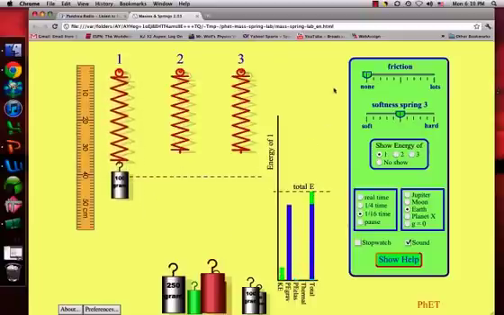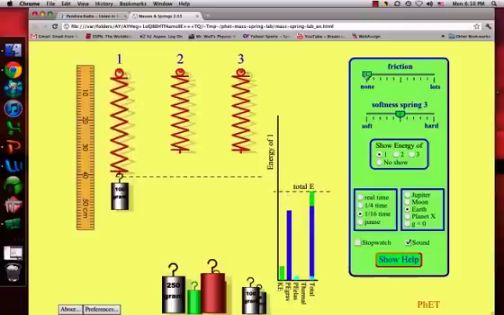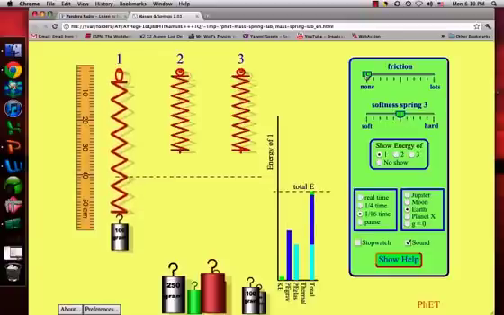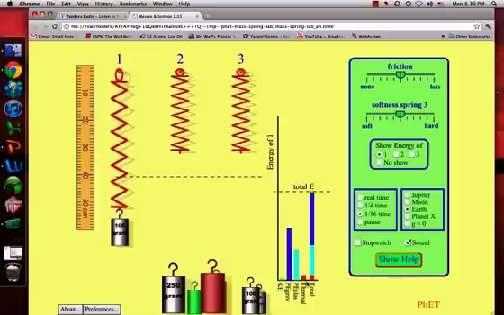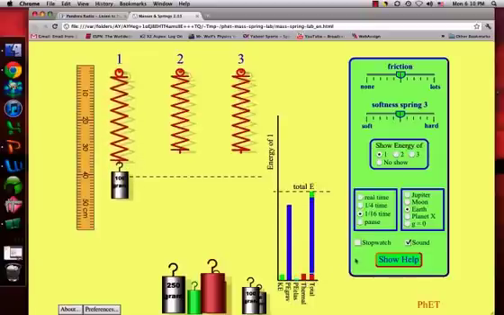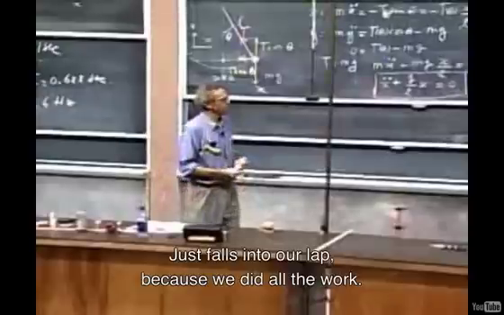Now, let's add some friction. This is going to produce what we'll talk about in the next video lecture, damped harmonic motion. If we add some friction here, you see the thermal energy continues to gain as it moves back and forth, and slowly the spring will stop moving.